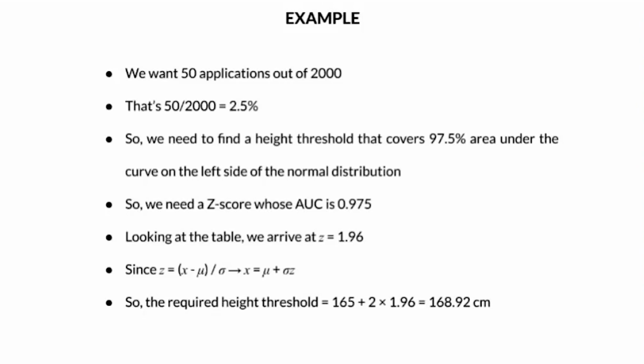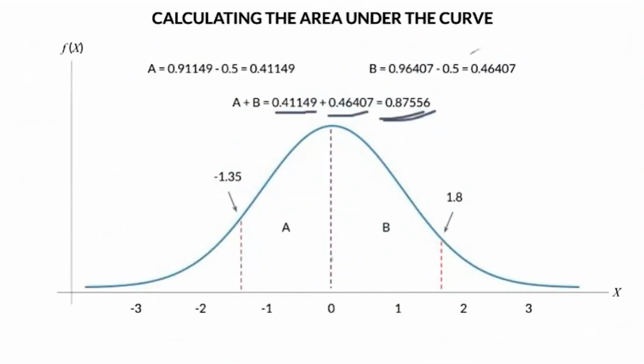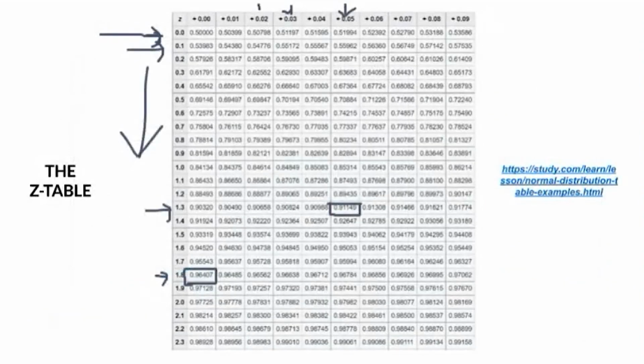So we need to find a z-score, that is, a height threshold that covers 97.5% on the left side. So we need a z-score that gives me an area under the curve of 0.975. Now you can of course look at the table and see which z-score gives me 0.975. Okay, let's go see the original z table. Where is the z table? Yeah, here's the z table. So I want 0.975. Search the z table.